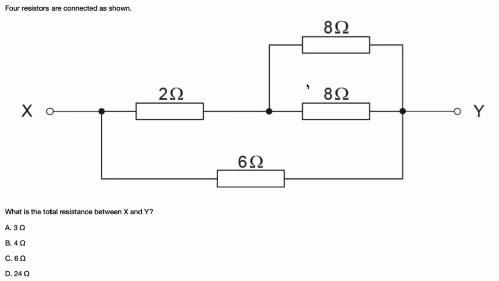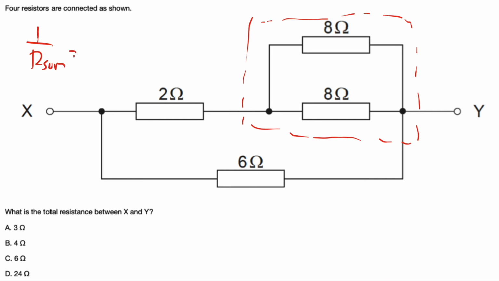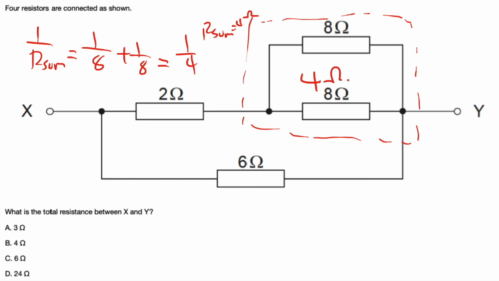Four resistors are connected as shown. What is the total resistance between X and Y? So we need to find the total resistance of the circuit. The first thing you can do is find the resistance of those two branches. So 1 over R sum is equal to 1 over 8 plus 1 over 8, which is equal to 1 over 4. So R sum is equal to 4 ohm. Right. So here it has 4 ohm.